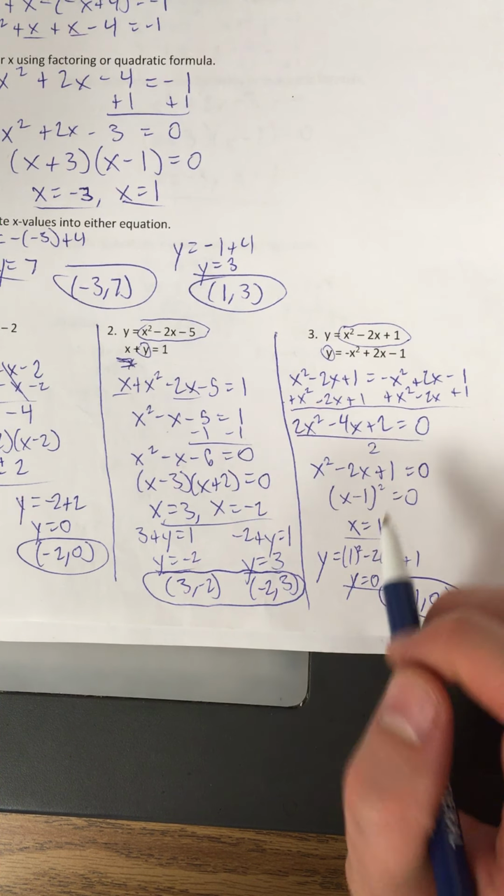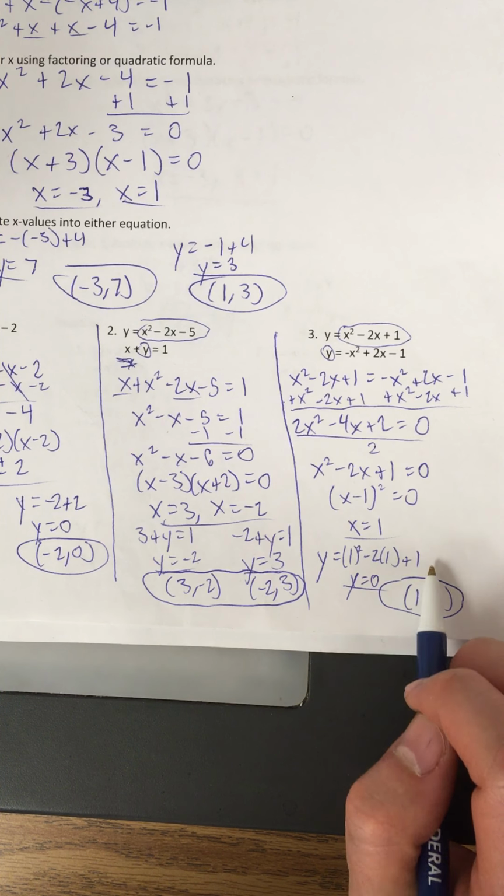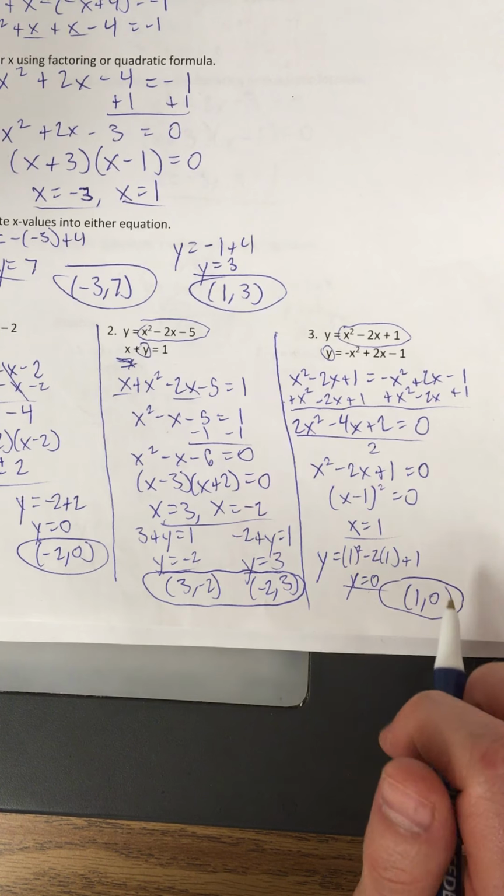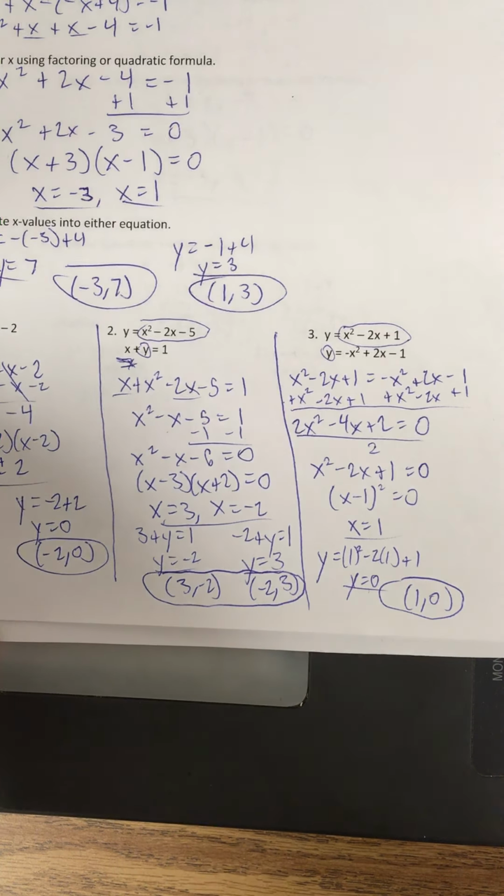Doesn't matter which equation you use. y equals 1 squared minus 2 times 1 plus 1. You get y equals 0. So only one solution this time. It's 1 comma 0. And then one last example.